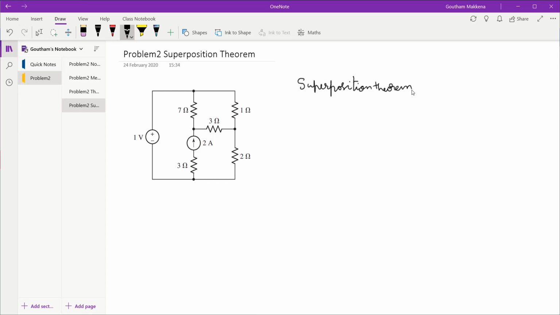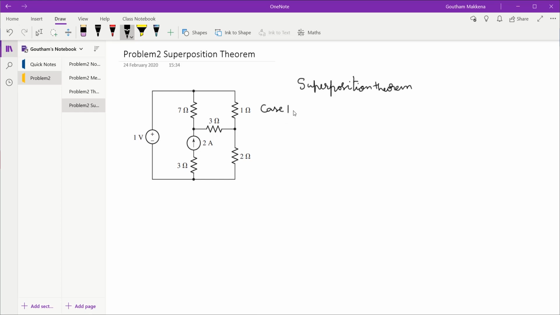Superposition theorem says we consider only one independent source, killing all other sources, and find out the branch current or node voltage that we require, and we repeat the same process n times if there are n independent sources. So in this problem there are two independent sources: this is a 1 volt independent voltage source and this is a 2 amp independent current source. So we do have two cases.